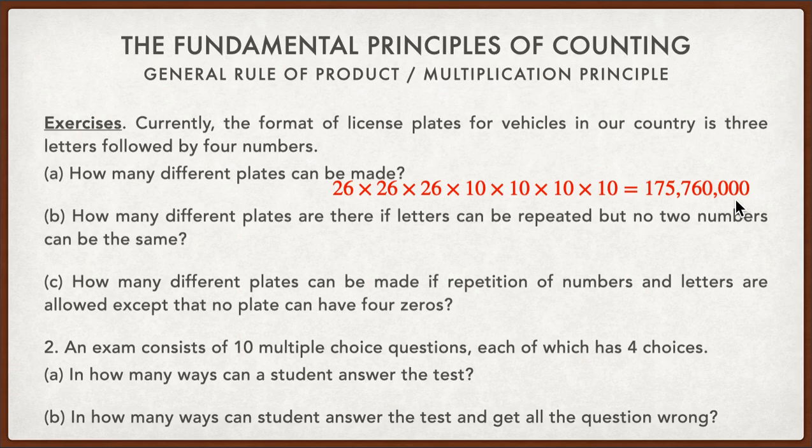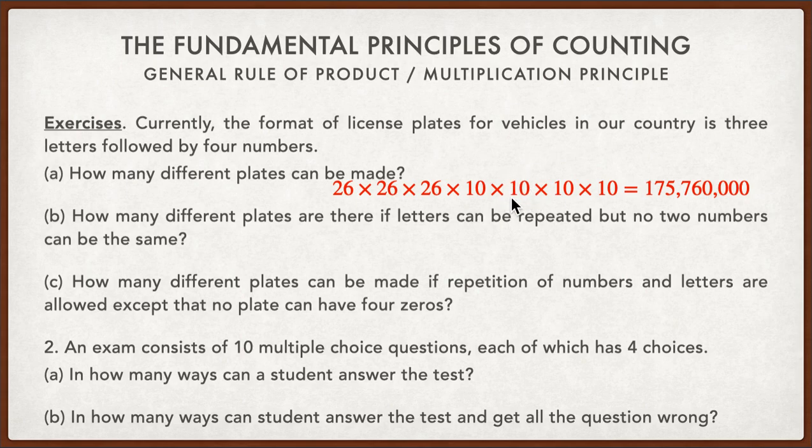Okay, now let's consider letter B. How many different plates can there be if letters can be repeated, but no two numbers can be the same? Since the letters can be repeated, we may just copy the 26 and 26 and 26, and we multiply that. Now, imagine the numbers cannot be repeated. If we got already one number here, for instance the number 5, we cannot repeat 5 in the second choice of numbers. So instead of 10, minus one element, which is 5, this is going to be 9.